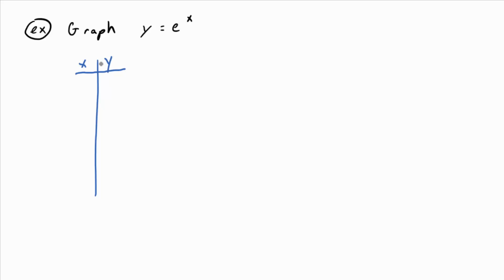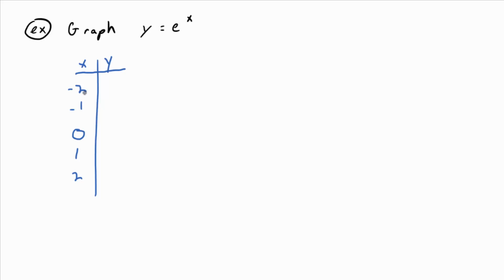Let's put in some inputs for x. Maybe 0 would be a good one. What would be another good one? 1. How about -1? Maybe 2? You could do -2 as well. Now here's the thing. Unlike last week, you're not going to be able to compute all of the outputs for these inputs by hand.